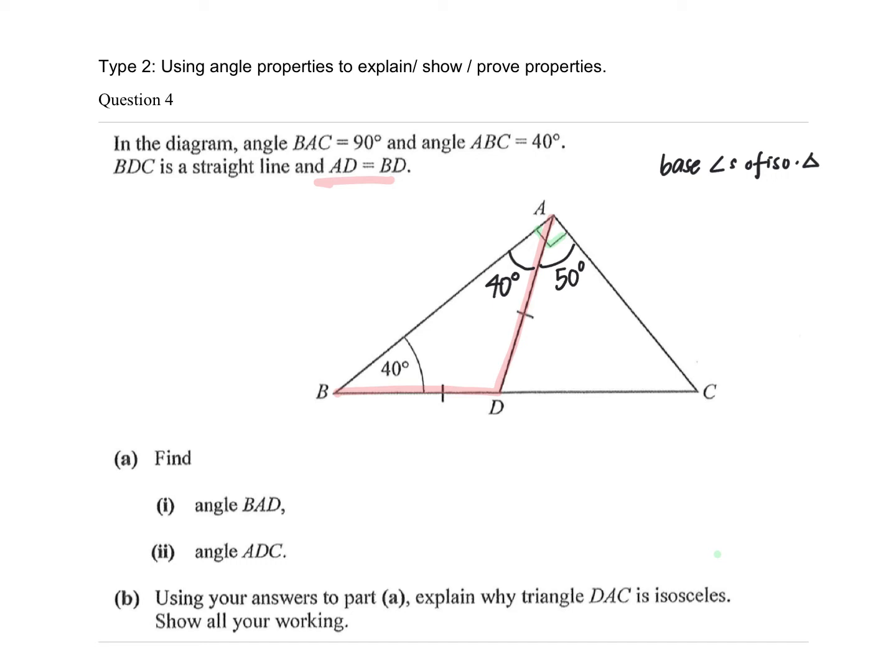Okay, let's take a look at the questions that they want me to do. First one, part A, find angle BAD. Well, angle BAD is equal to 40 degrees. Reason being, base angles of isosceles triangle, they are equal to each other.